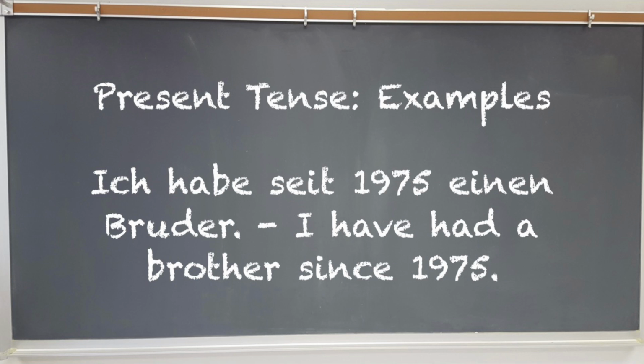Ich habe seit 1975 einen Bruder. I have had a brother since 1975. This action happened in the past but is continuing into the present tense. In English, we just use the past tense. In German, however, I currently still have a brother and therefore we use the present tense.